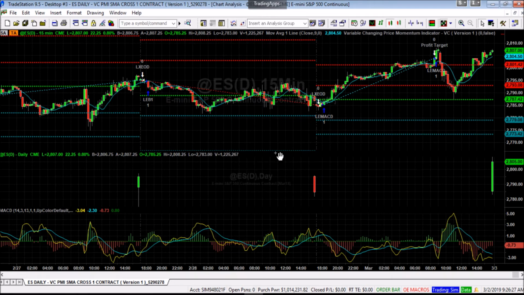Moving on here, this is the TradeStation platform as of the close on Friday. And so let's see if I can use this for the time being. Any questions at all?